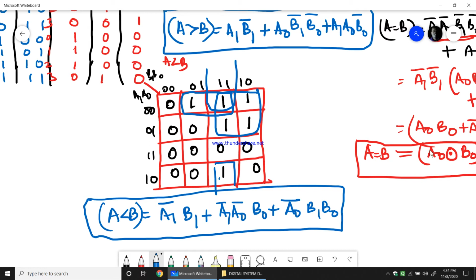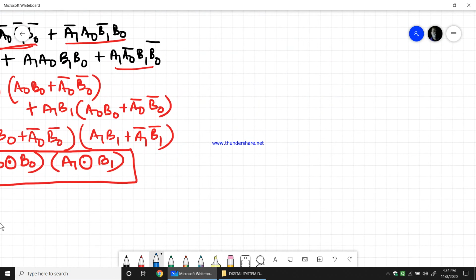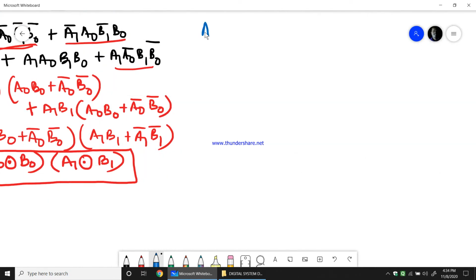So with these three expressions, we will construct the diagram now. So what I'll do, A1 A0, B1 B0, I'll put a horizontal and vertical line.